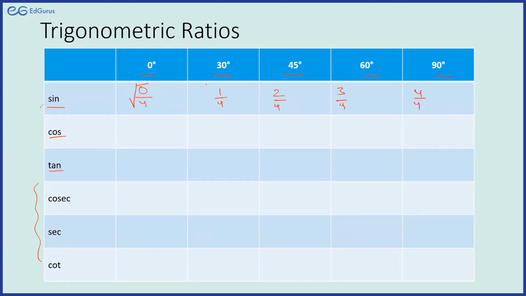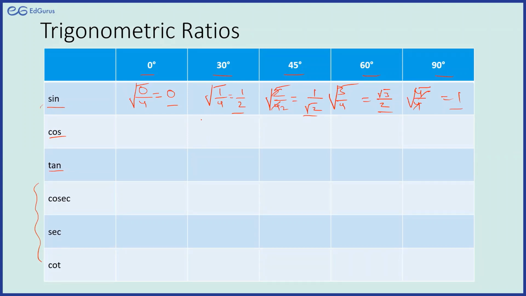And I take a square root of the whole thing. Now what happens here? Square root of 0 divided by square root of 4, that is 0. So square root of 1 by 4 is 1 upon 2. So this is 1 by root 2. And this is root 3 by 2. So this is 1. Right? So you got your values 0, 1 by 2, 1 by root 2, root 3 by 2, and 1.